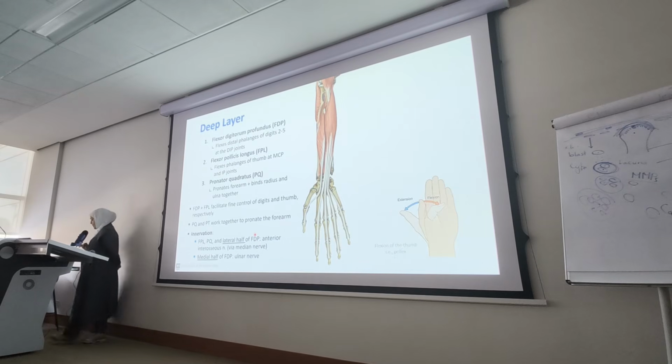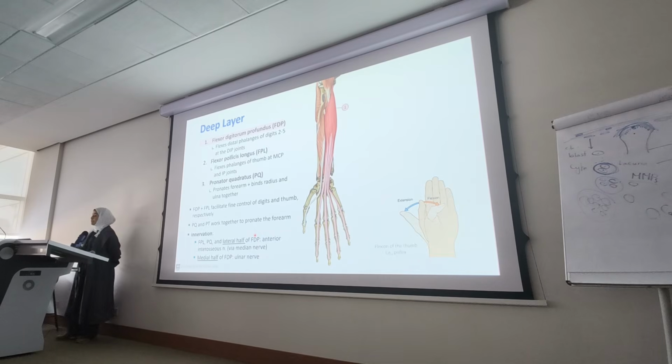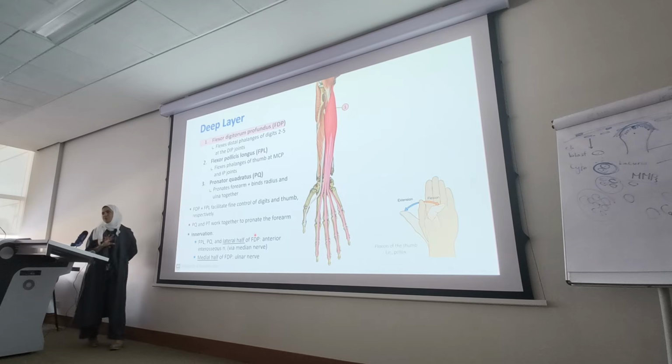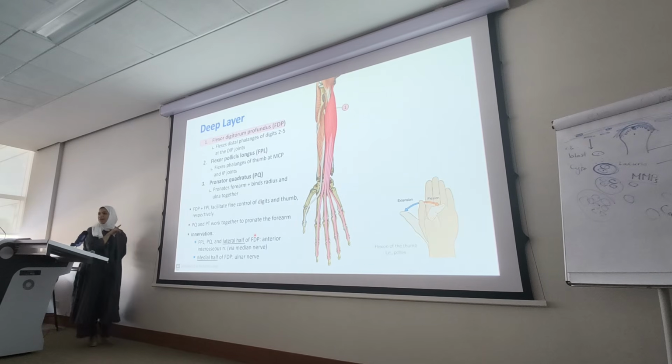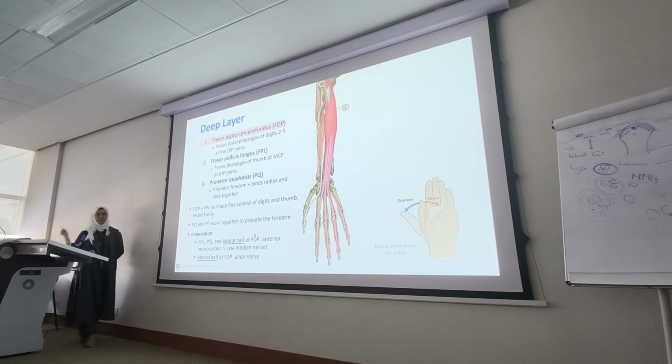Now in the deep layer, the final layer, we have 3 muscles. We have what we call the flexor digitorum profundus. Profundus in Latin means bottom or deep. So now you know why that other muscle was called superficialis, because it's named in relation to profundus. So FDP.